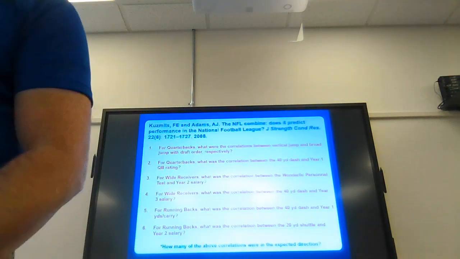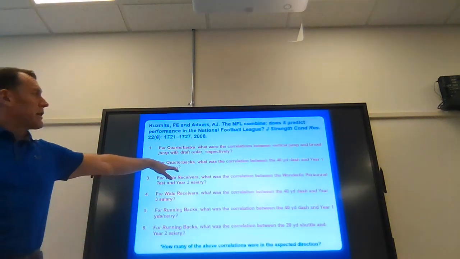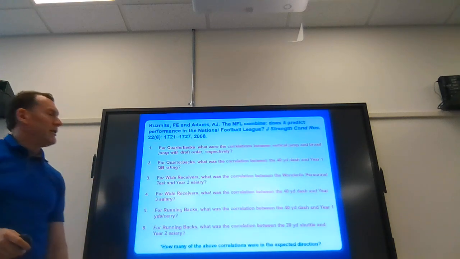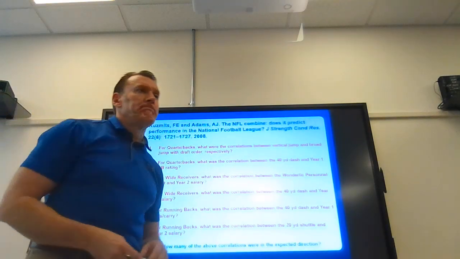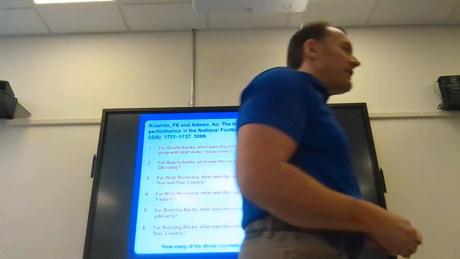So what about question number 2? For quarterbacks, what was the correlation between 40-yard dash and year 1 QB rating? Is that expected or unexpected?